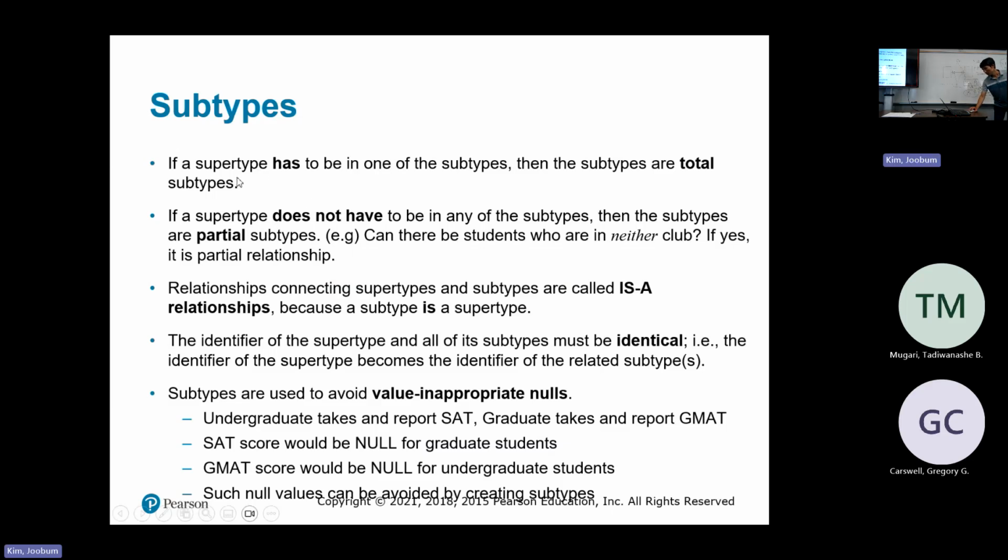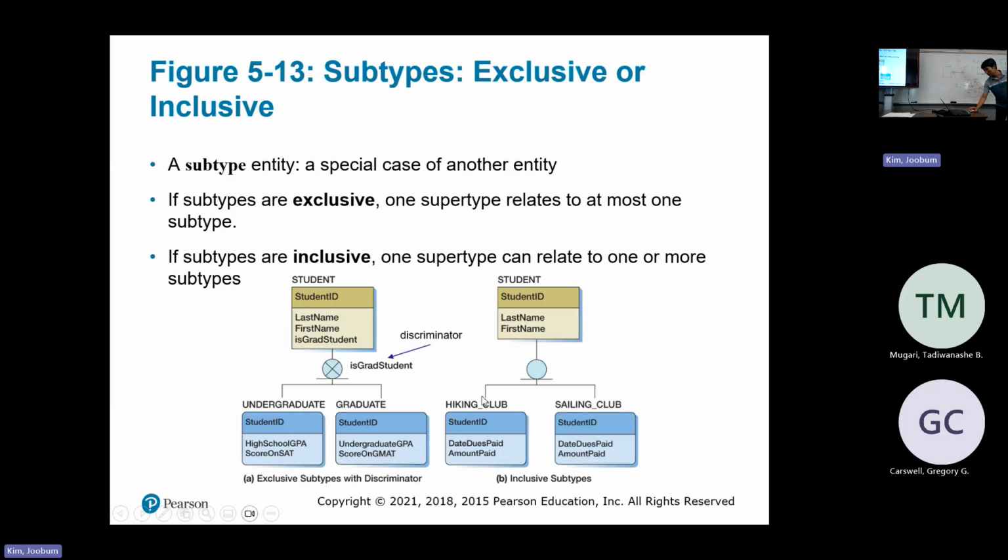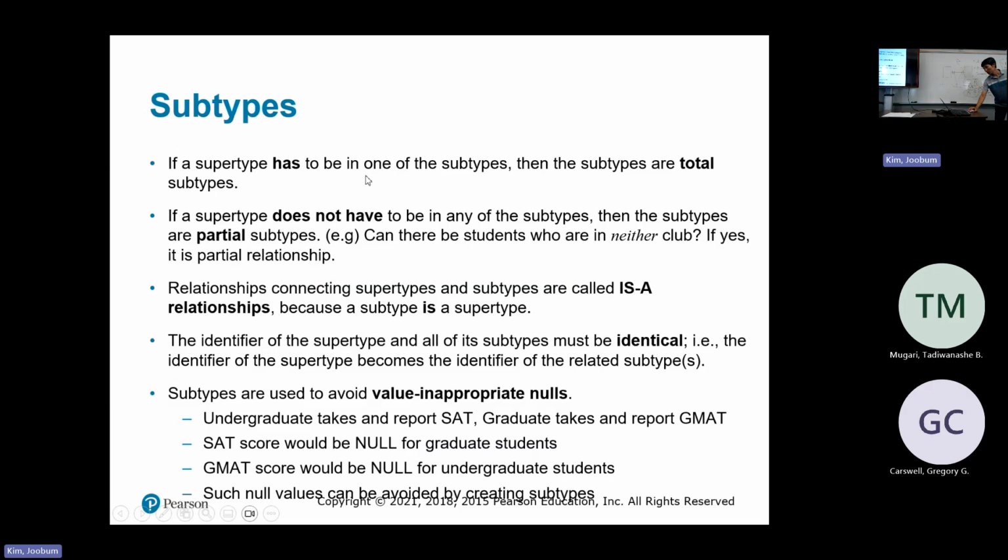So one more thing, the supertype. Those are called the subtypes, and this is the supertype. If the supertype has to be in one of the subtypes, these are total subtypes. In the other case, the supertype does not have to be in any of the subtypes. That is called partial subtypes. Two different types, total or partial.